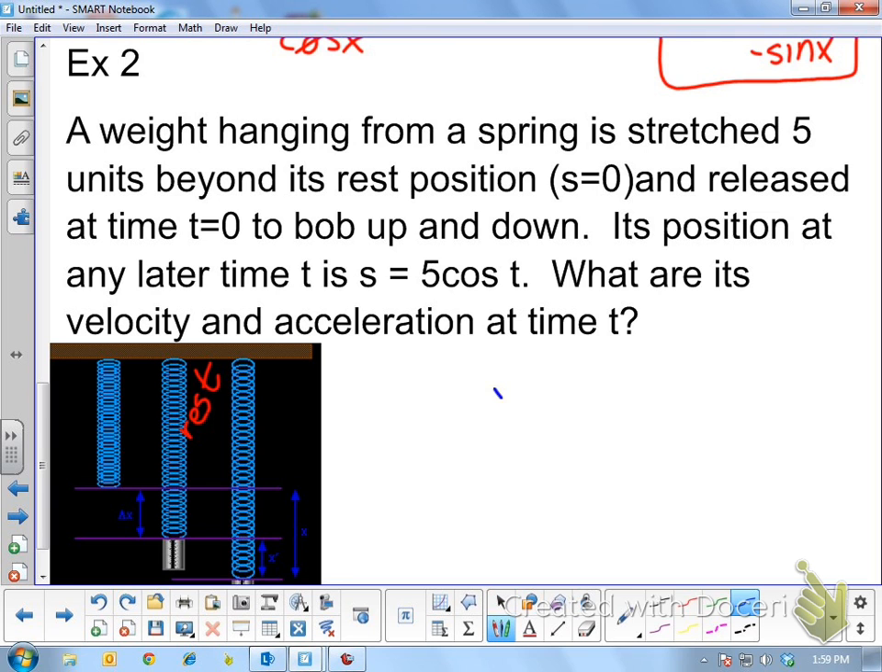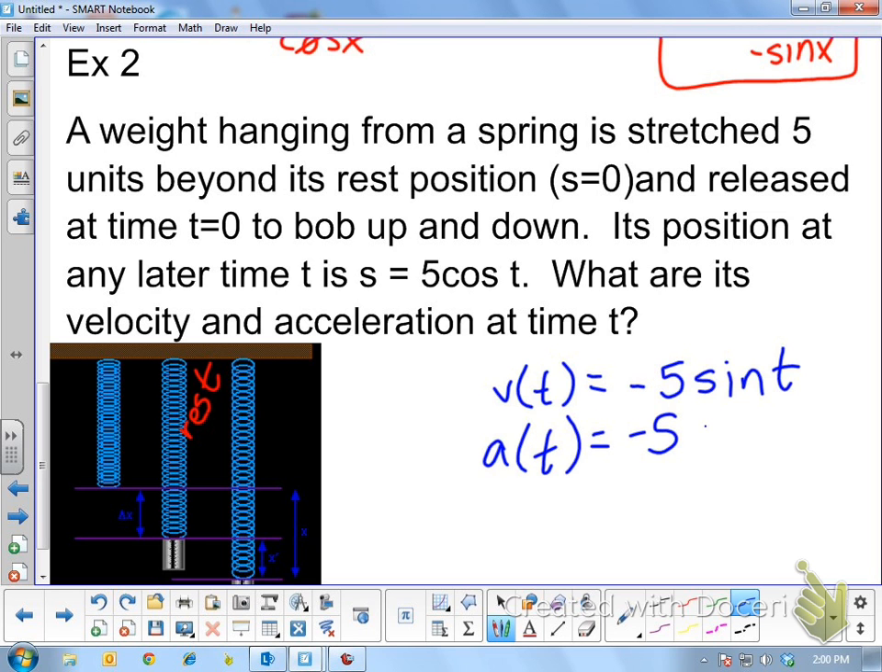So what's our velocity? We're taking the derivative of 5 cosine t. So it would be negative 5 sine t. The derivative of cosine is negative sine. If I want to find acceleration, the derivative of sine is positive cosine, so it's going to stay a negative 5 cosine t.